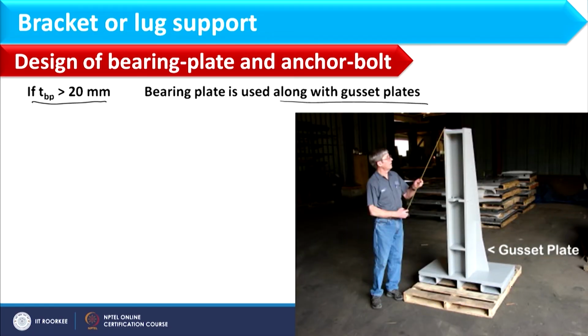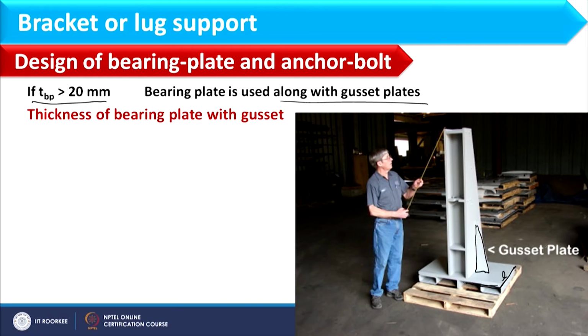So if you see this image here, basically this is the support, this is the column, and this is basically the bearing plate where this distance is given as L. So DOS you can consider as outer diameter of shell, because this will be aligned to shell. And if you see in this image, this particular section is called gusset plates. So, if TBP is greater than 20 mm, we need to consider the gusset plate and then we will consider thickness of bearing plate with gusset.